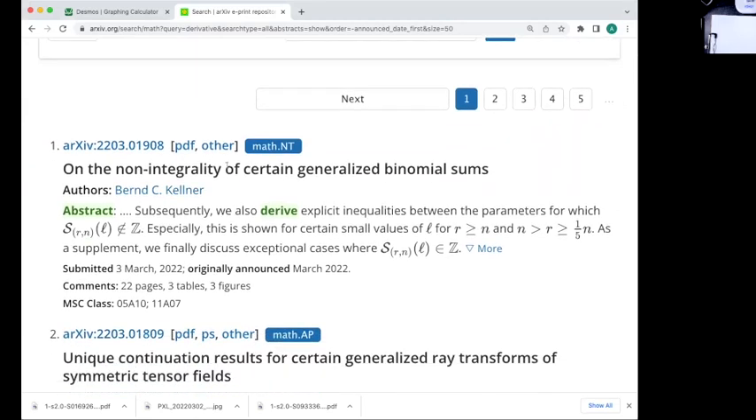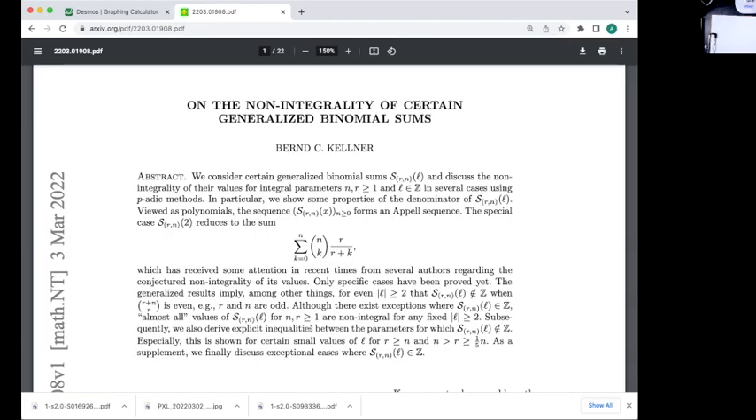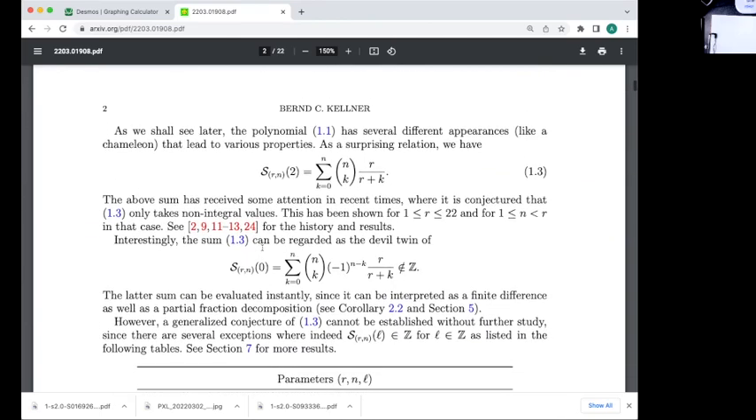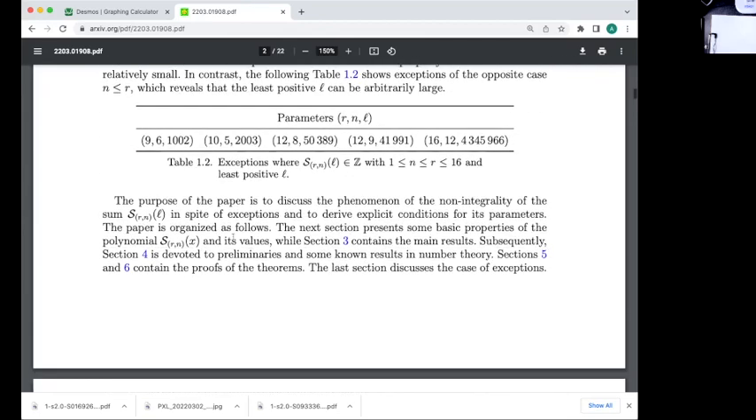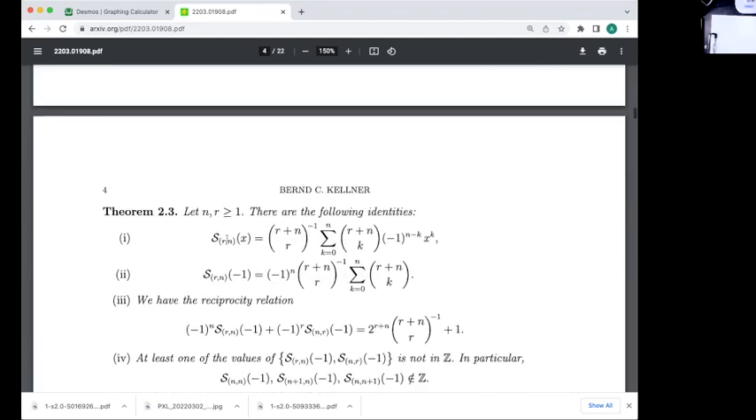Okay, on the non-integrality of certain generalized binomial sums. So whatever that means. Symbols, maybe 10%, but the rest of it's words. Second half of the paper, or first page, symbols, maybe half of it. Then words, symbols, words, symbols, words, numbers, words, numbers, words, word symbols. This paper is at least half words. Do you agree?